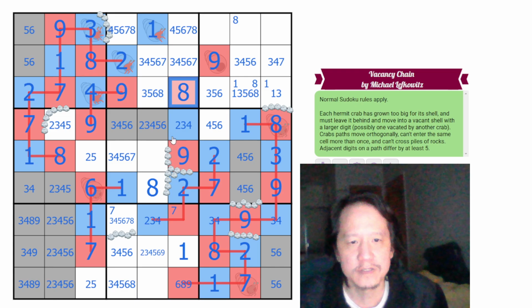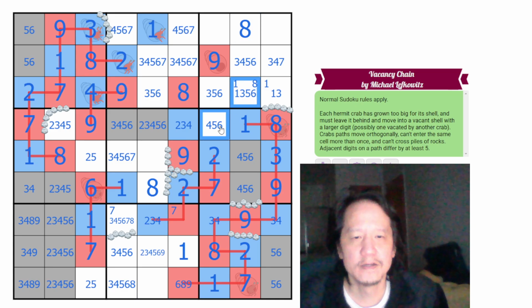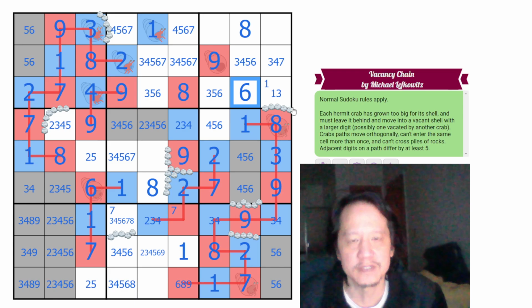has to be the 8. This can't be 8 anymore. These can't be 8. These can't be 8. This can't be 8. Therefore, this is an 8. One of these is high. And if this was high and next to 6, it would have to be next to a 1. So that's not possible. So this has to be the 6 and high. So it's next to a 1. So therefore the path goes that way.